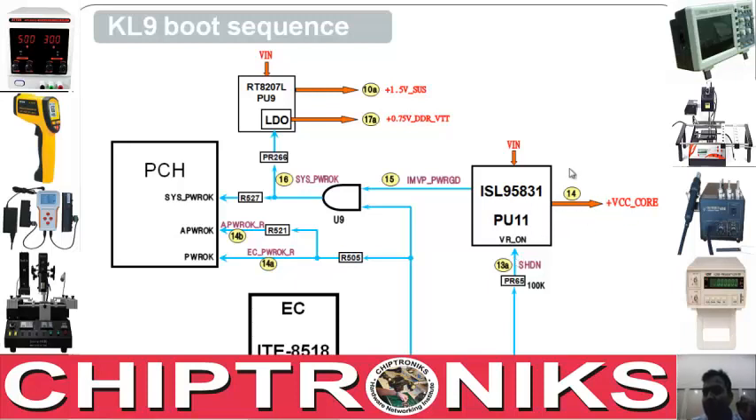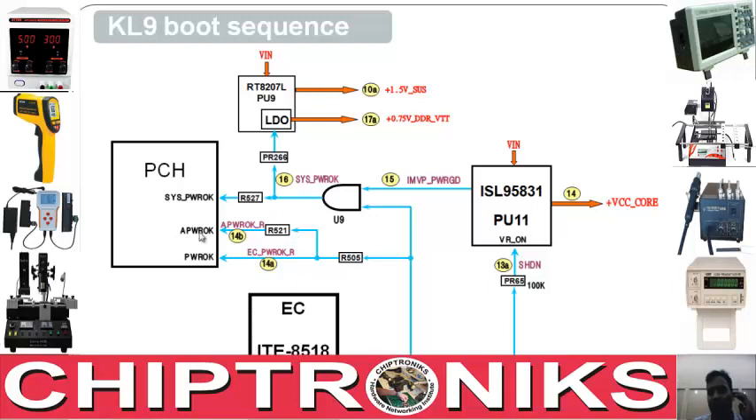At the very same time, the CPU core voltage regulator has generated a VCC core, and in step number 15, the voltage regulators will generate IMVP power good, and it's going to an AND gate. This EC power okay is also going to the AND gate, and this EC power okay has been divided into two portions. One is going to the power okay pin of the PCH, and another is going to AP power okay.